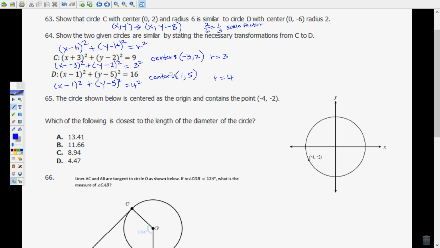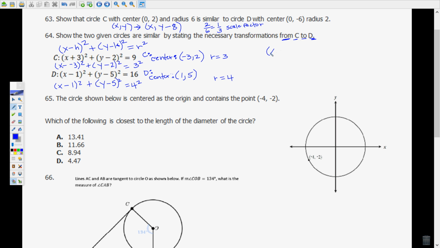Now you have what you had in 62 and 63. You can figure out what the transformation is. So the first thing you would do is go from, here's circle C, from C to D. And here's circle D. So that means C is your pre-image, D is your new image. So from -3 to +1.